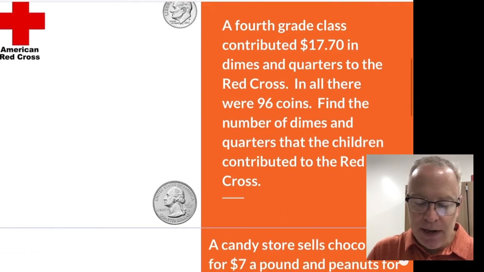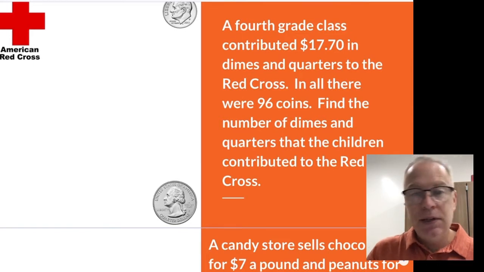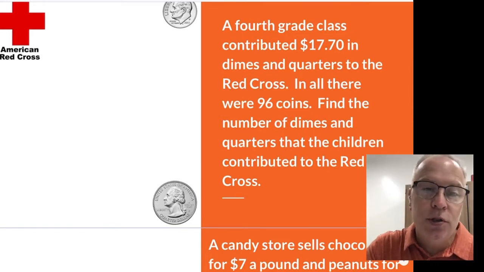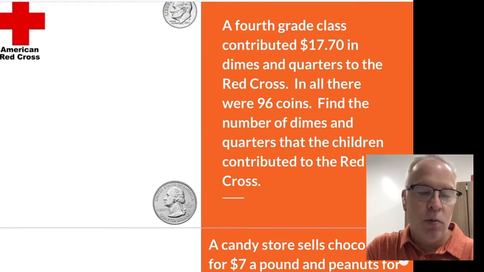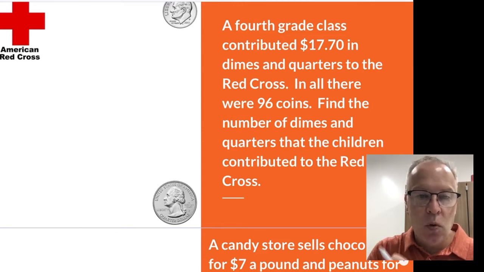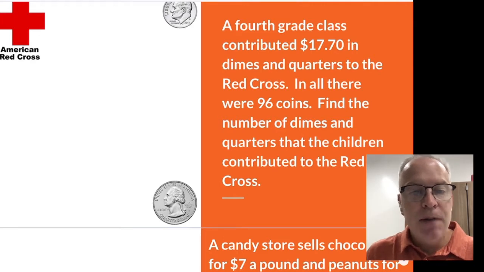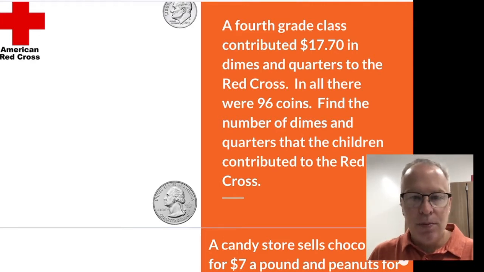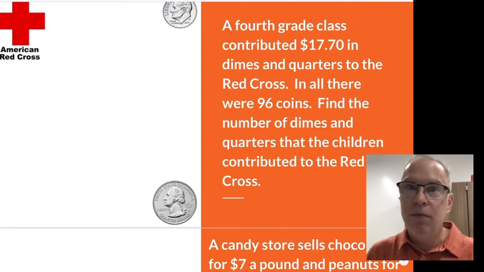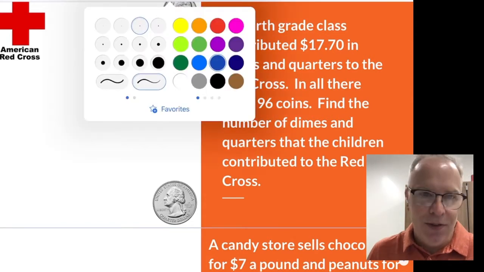A fourth grade class contributed $17.70 in dimes and quarters to the Red Cross. In all, there were 96 coins. Now again, dimes and quarters in this particular problem. Find the number of dimes and quarters that they contributed, because we can actually figure this out, believe it or not. Isn't this cool? Yes, it is.